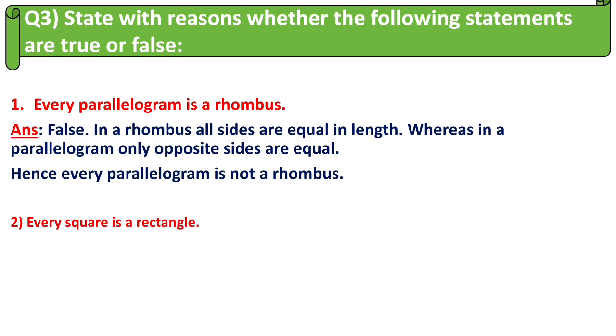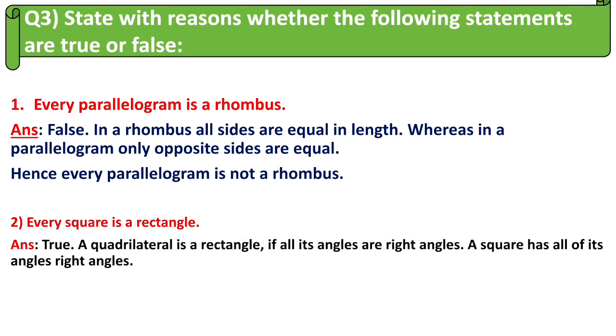Second one, every square is a rectangle. A square can be a rectangle, but a rectangle cannot be a square. It means the given statement is true. A quadrilateral is a rectangle if all its angles are right angles. A square also has all its angles right angles. So we can say the square can be a rectangle.